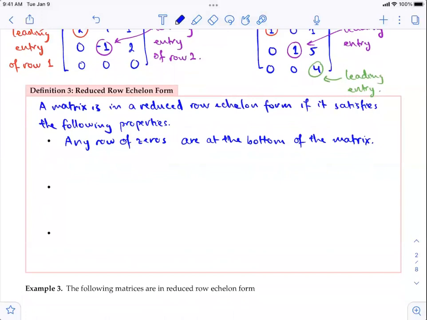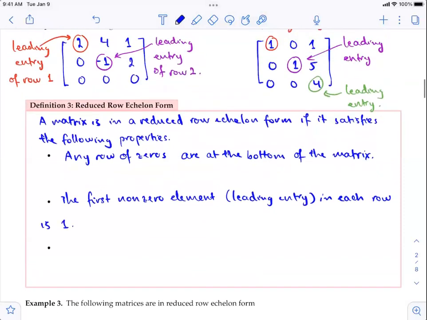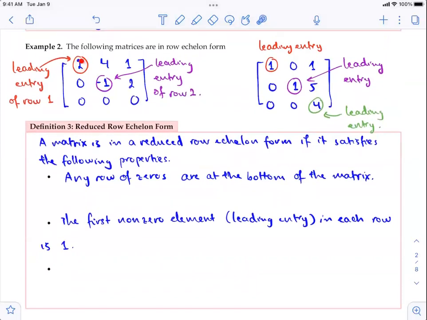Now, the second property is that the first non-zero element, in this case we call it the leading entry, in each row is 1. A little bit different from the row echelon form. The leading entry in each row has to be 1. Not just any number, it has to be 1. It cannot be 2. It has to be 1.